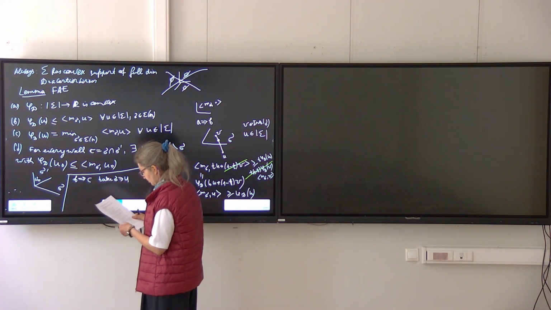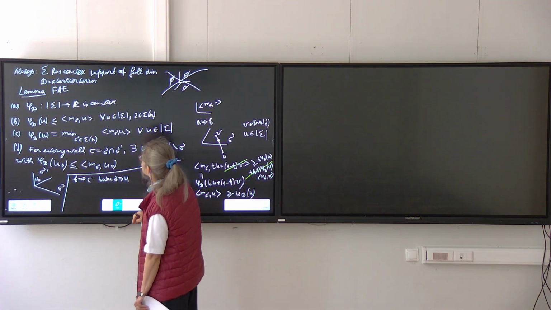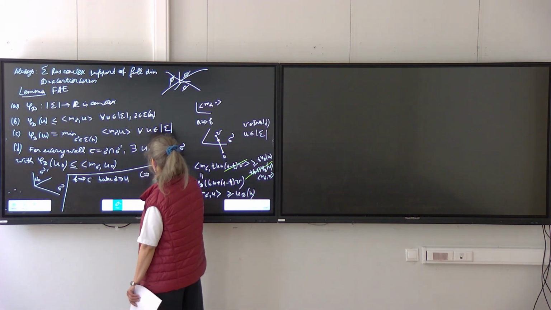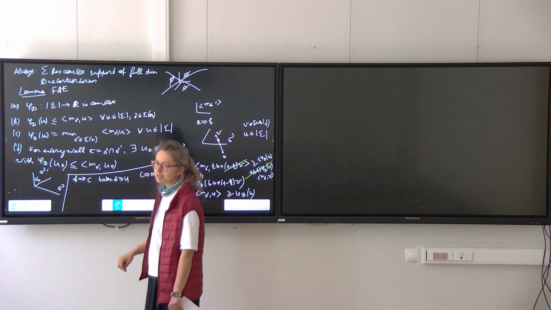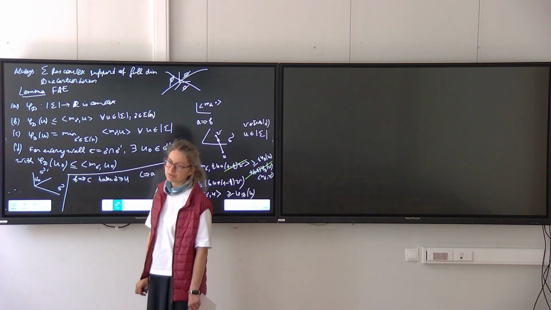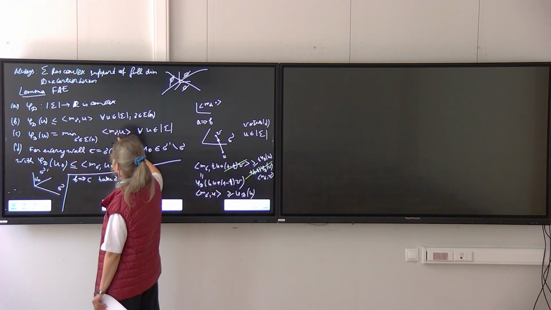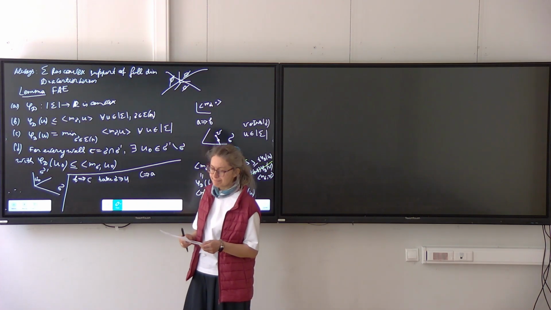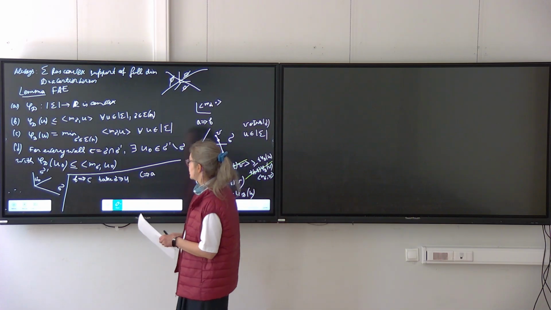What next? Then C implies A, because we have a finite number of linear functions, and their minimum will be convex. Okay? Just a minimum of a finite number of linear functions, it is convex. Okay. So now A, B, and C are equivalent.